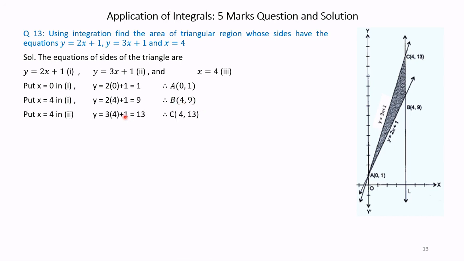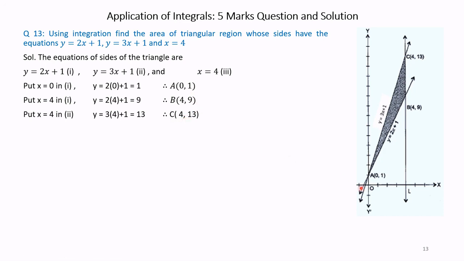The next point is to put x is equal to 4 in equation 2, that is y is equal to 3x plus 1. So, y becomes 3 into 4 plus 1. Therefore, y is equal to 13. That is, when x is equal to 4 in equation 2, y is equal to 13. So, the point C is (4, 13). Now, let us plot all these in the diagram.